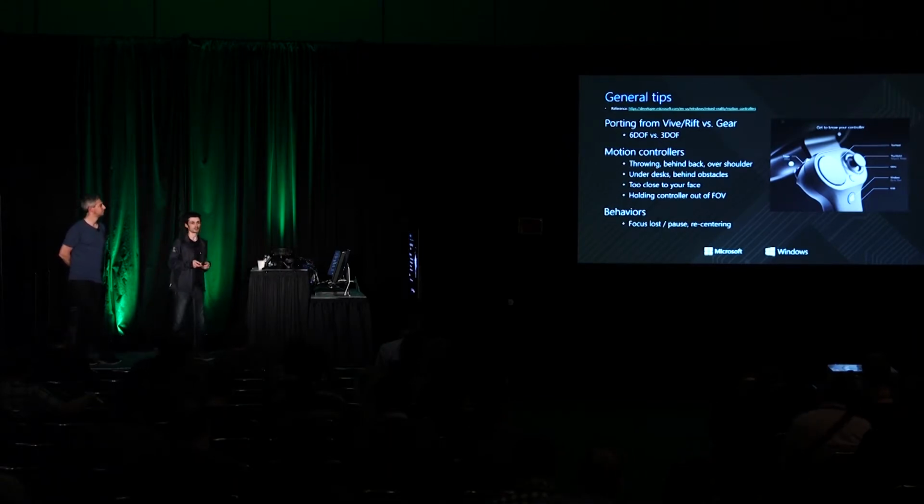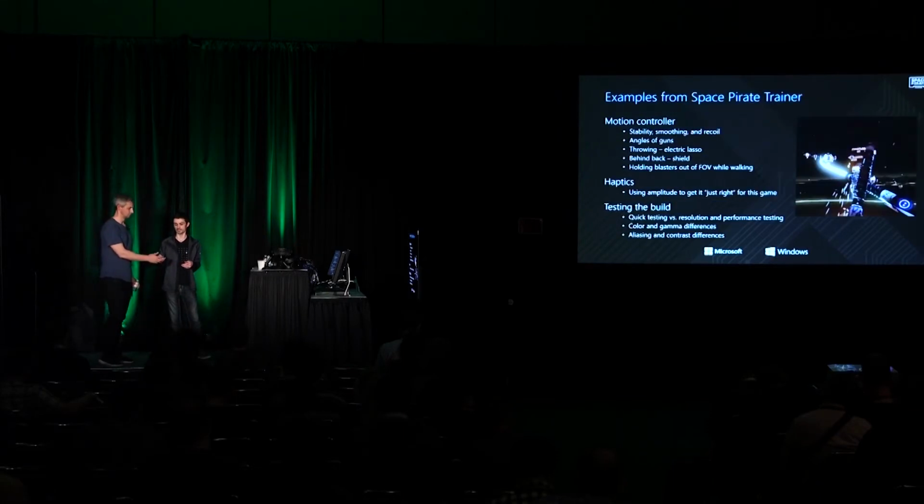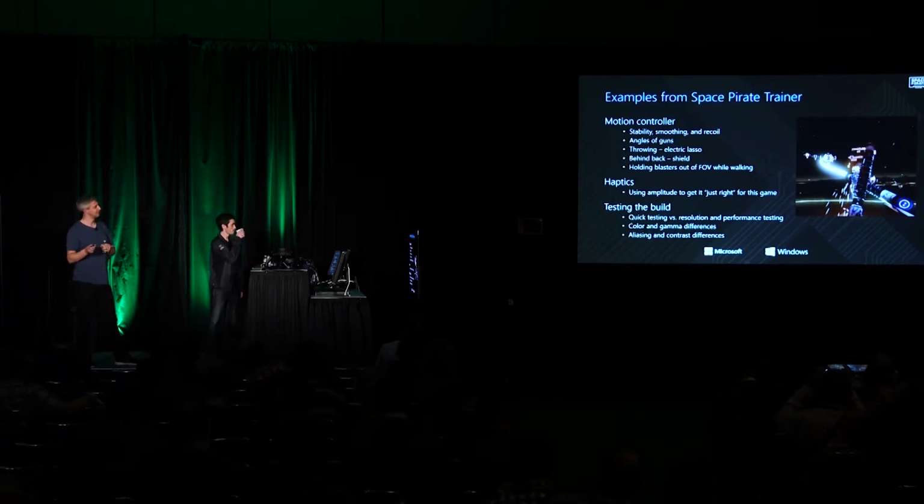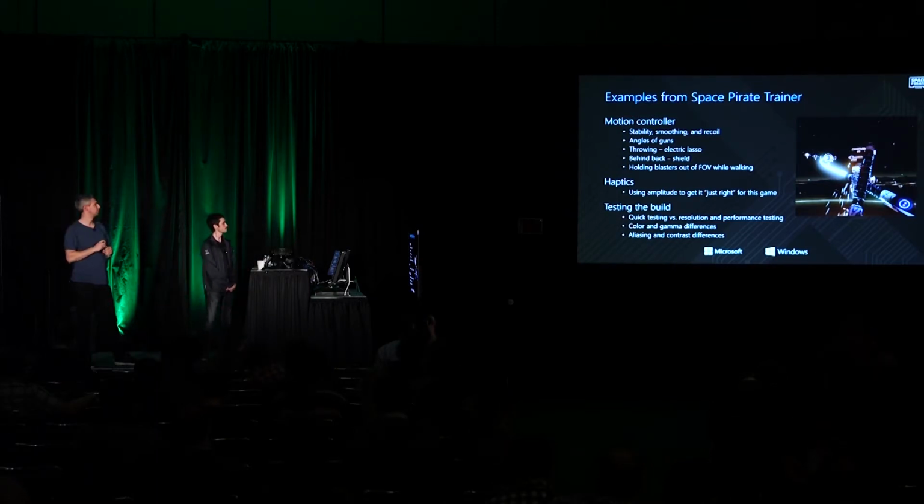All right, so now we're going to go into some specifics with Space Pirate Trainer. Same thing with the motion controller: the stability, smoothing, and recoil. I'll talk more about the angles of the weapons that we're using in the next slides. But throwing, for example, we're using an electric net, so we never had to change anything. The behind the back just worked out of the box, so we didn't have problems with that.